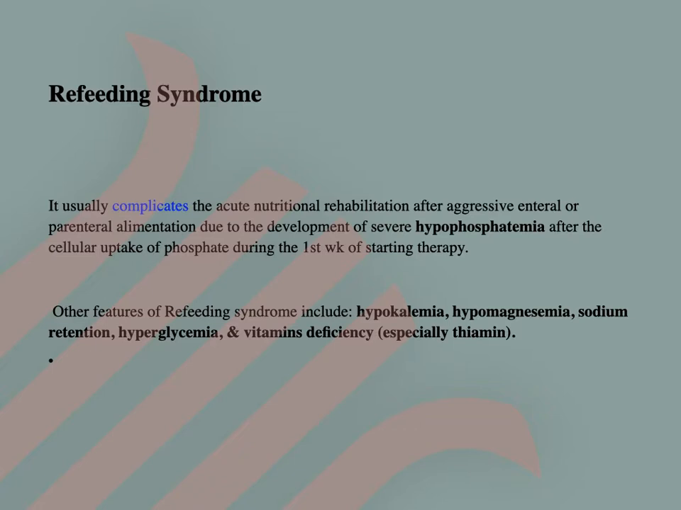Refeeding syndrome. This is usually a collection of electrolyte, vitamin, and mineral anomalies that are seen upon refeeding a patient with acute severe malnutrition. It's mostly characterized by development of severe hypophosphatemia as a result of cellular uptake of phosphate that occurs during the first week of therapy. In addition to hypophosphatemia, the patient will develop hypokalemia, hypomagnesemia, hypernatremia, hyperglycemia, and vitamin deficiency, especially thiamine.